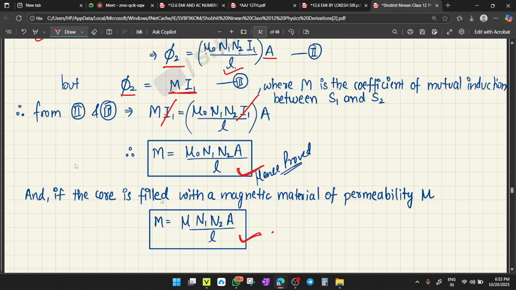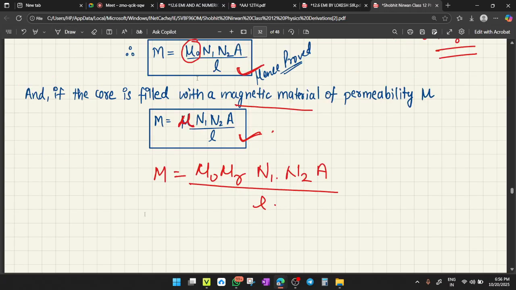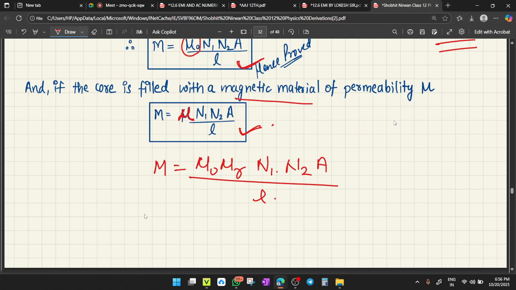Clear or not clear? If the core is filled by any magnetic material, then in place of the permeability of air there will be the permeability of the magnetic material, which equals mu. So M equals mu N1 N2 A divided by L. Mu can also be written as mu naught mu R, where mu R is the relative permeability of the medium. Clear? Okay, so note it down. Students, you can write like this: in place of mu, the absolute permeability of the medium, you can use mu naught into mu R.